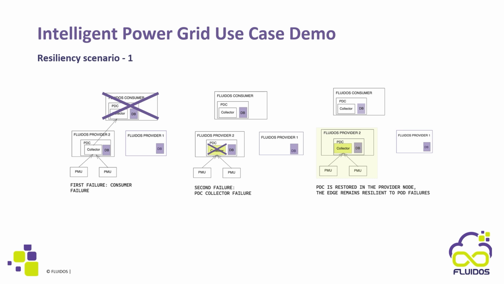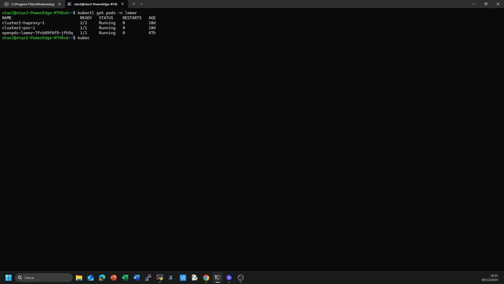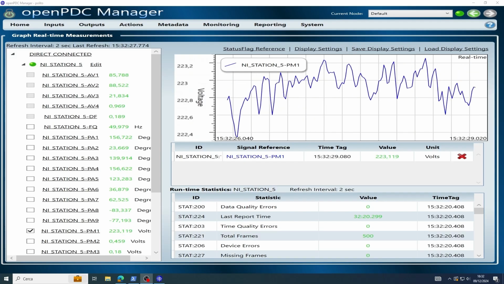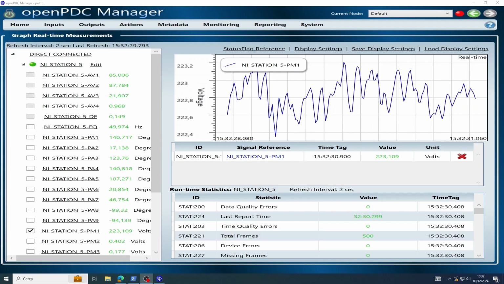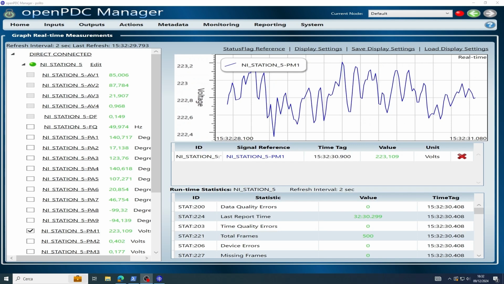New services can be scheduled even in the absence of the consumer node and, more importantly, we can leverage the resilience capabilities of the single FLUIDOS node. If the PDC collector pod is deleted, it is rescheduled within seconds on the same provider node, and data streaming is restored seamlessly. Furthermore, also the graphical user interface of the lower PDC is restored seamlessly within a few seconds.